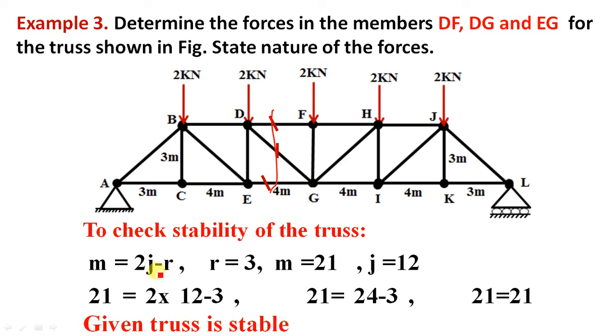M is equal to 2J minus R. R is equal to 3, M is 21, J is 12. So you will get left hand side equal to right hand side. Truss is stable. M is members. If you count these members, they are 21 and joints are 12. Understood. Now the next step is to draw the free body diagram of the whole truss.